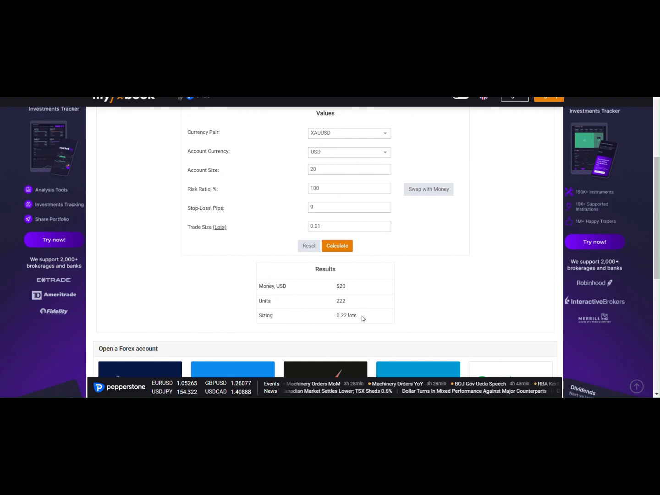All right. So we have our amount, the money which is $20, and the units which is 222. And then our size, which is 0.22. Okay. So 0.22 means we can enter about 5 positions, or maybe 6 positions. Don't enter more than 10 positions, or you will blow your account very simply. The advisable one is 5 positions, okay.